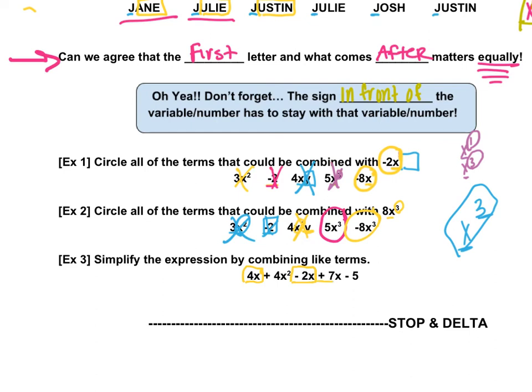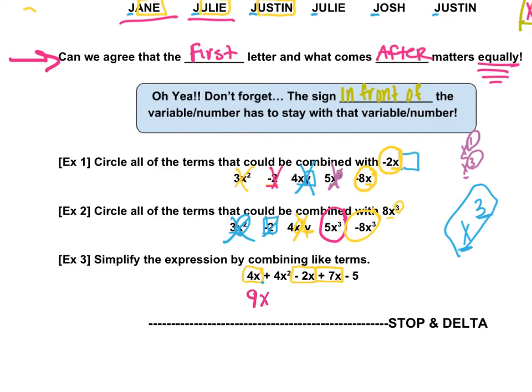And then I also have plus 7x. So everything in my boxes right now contains just an x with an invisible 1 after it. So I'm able to combine all of them. So I have 4 minus 2, which is 2, plus 7, which is 9. So I have 9x.